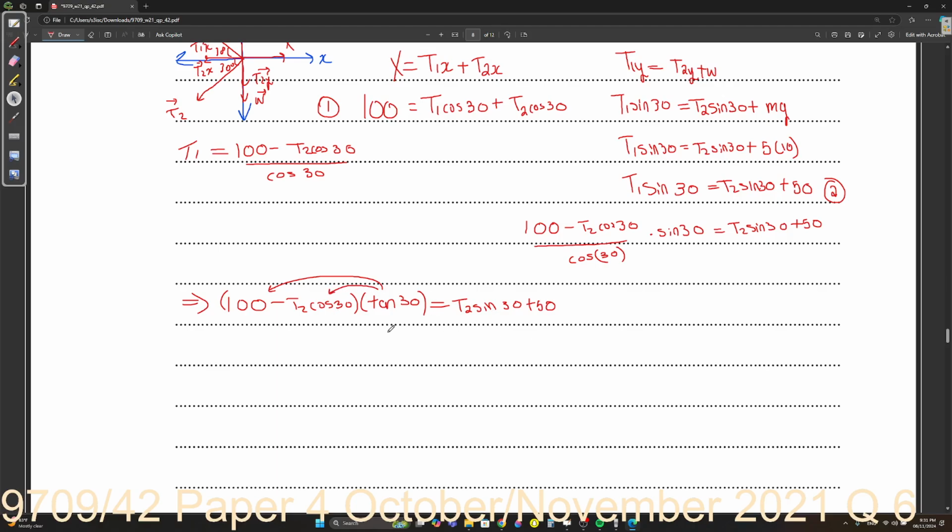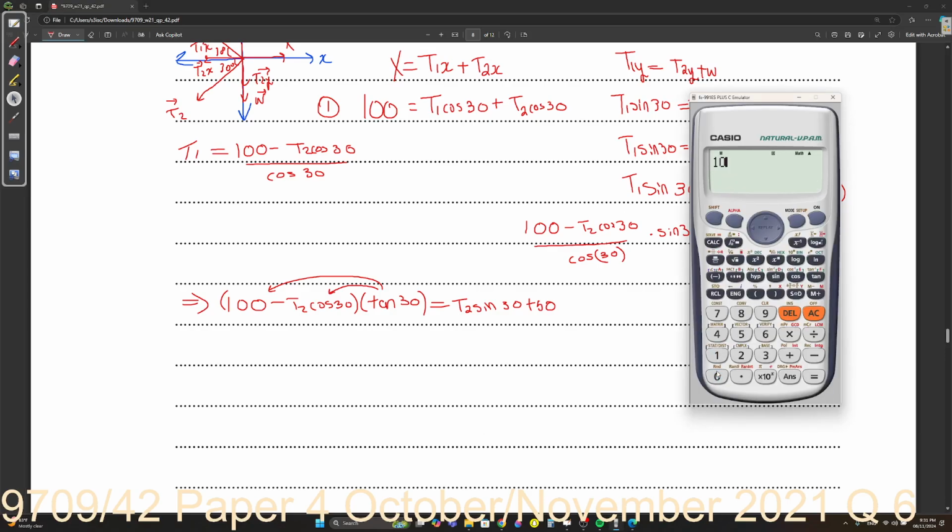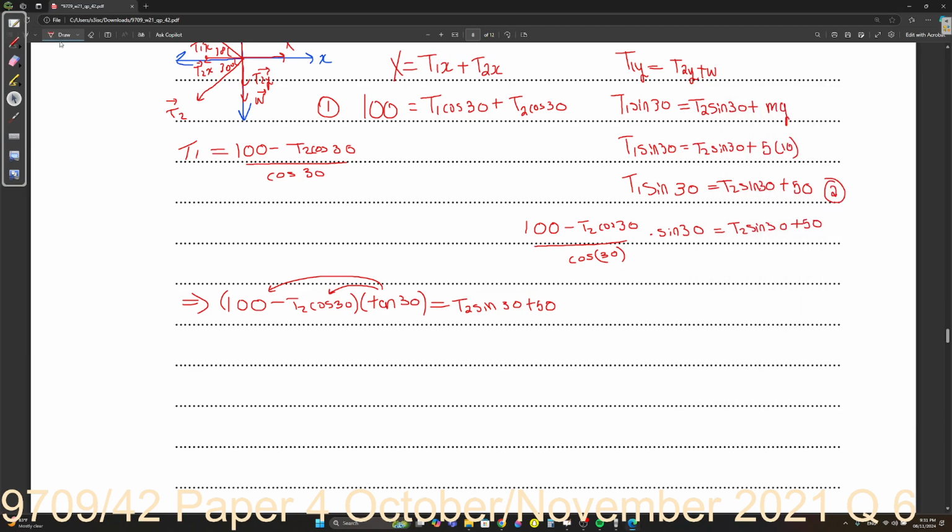Okay, from here, I'm going to distribute tan 30 inside here, okay? Because I want to solve this equation. I have T2 on both sides, so I actually have to distribute, right? So 100 times tan 30, let's just keep it in terms of tan 30. Okay, we're going to get 100 tan 30. I don't want to use a decimal and approximate because I'm going to get a wrong answer. Tan 30 times cosine 30, I don't know how much is that.